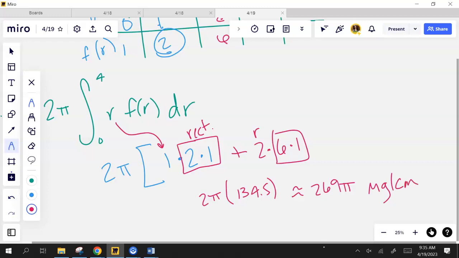Still a rate, because remember this was centimeters squared. This was milligrams per centimeter squared. So back off one of that, it would just be milligrams per centimeter. So it's still a rate. I don't think they had anything in here with the units, which was odd. I left it at 269 pi. I did not put 845.088, but whatever floats your boat.